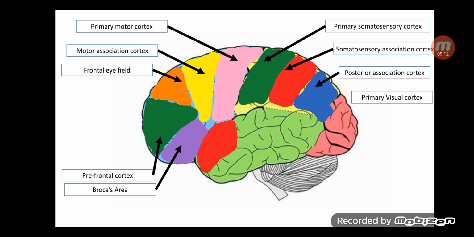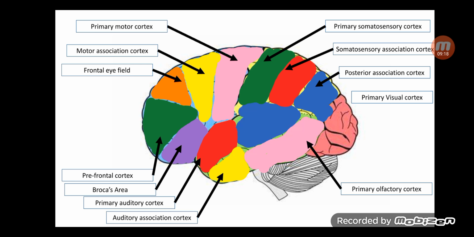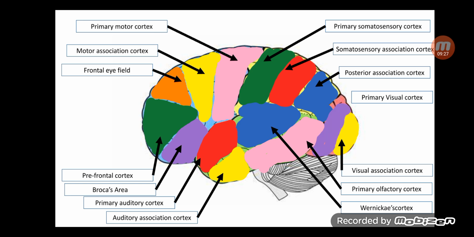Then the cortical areas in the temporal lobe are primary auditory cortex, auditory association cortex, primary olfactory cortex, and Wernicke's cortex or Wernicke's area. Then the cortical areas in the occipital lobe are visual association cortex and primary visual cortex. So these were all about the cortical regions or the functional classification of the cerebral cortex.